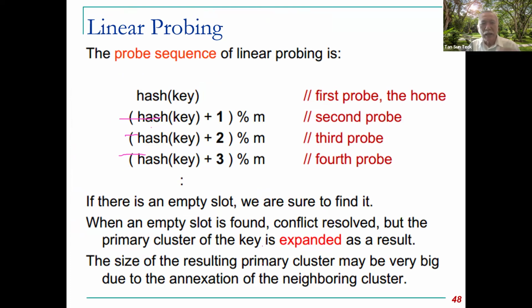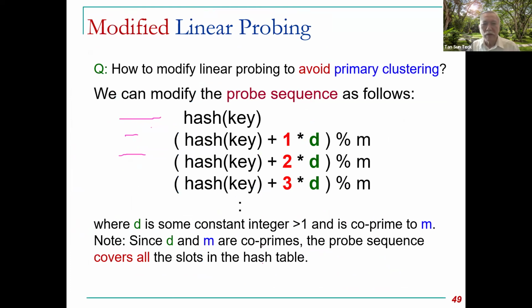Sometimes we can improve linear probing a little bit. Instead of adding 1, adding 2, adding 3, which is linear, we can multiply by a number so that it creates some gap between the first probe and the second probe. This is one way to do it, but it still clusters along this path: 1D, 2D, 3D, and so on, where D is just a constant integer that is prime with M. Again, a prime number helps us reduce the number of collisions.